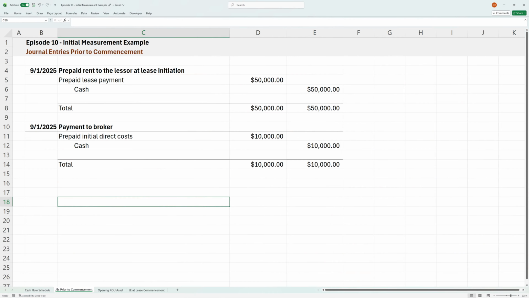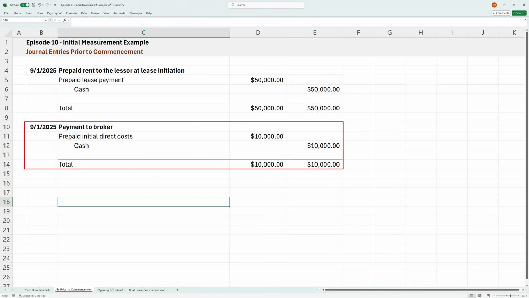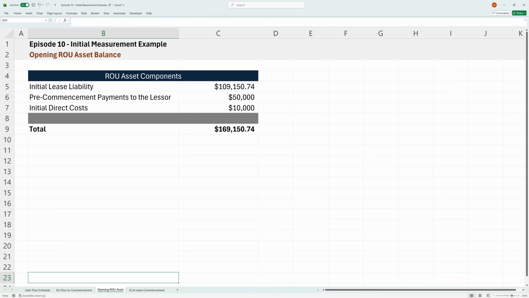Because ASC 842 ultimately requires these amounts to be included in the ROU asset, but only once the lease has commenced, we'll temporarily record them in prepaid accounts when we initially make the payments. So our entries on September 1st would look like this. Our $50,000 payment to the lessor would be booked to prepaid lease payments, and the $10,000 commission will book to prepaid initial direct costs.